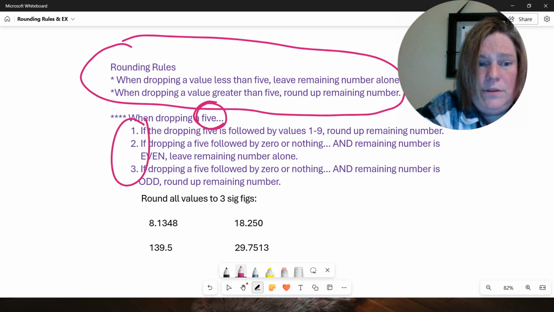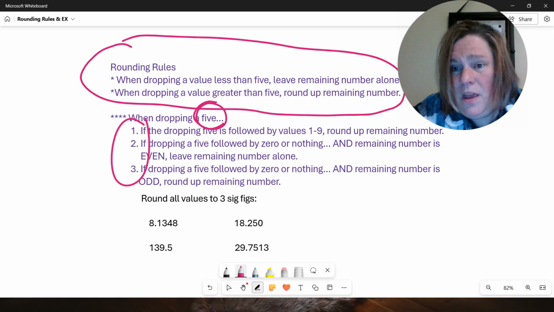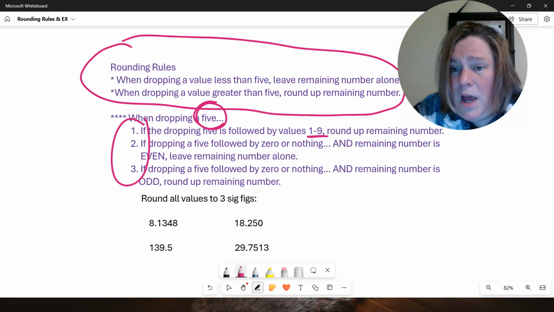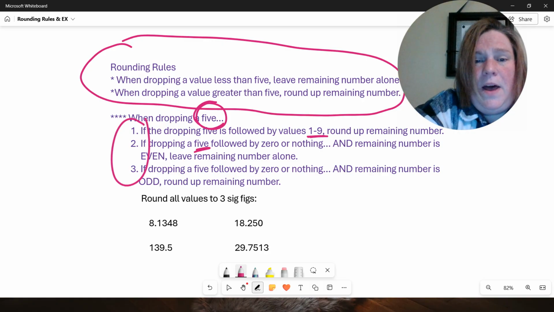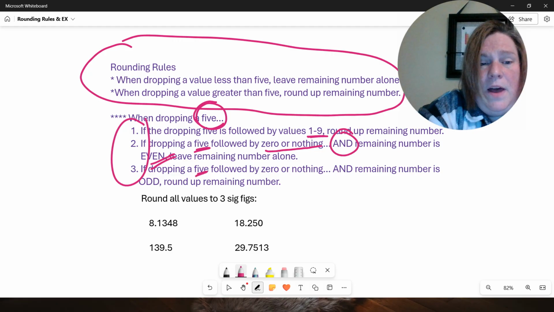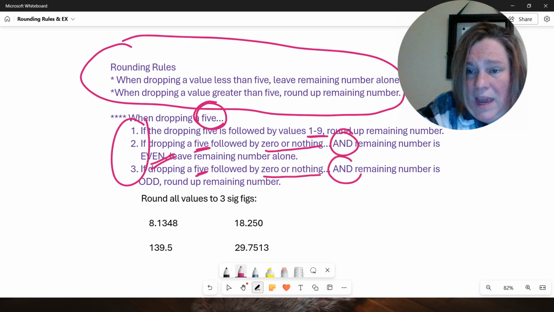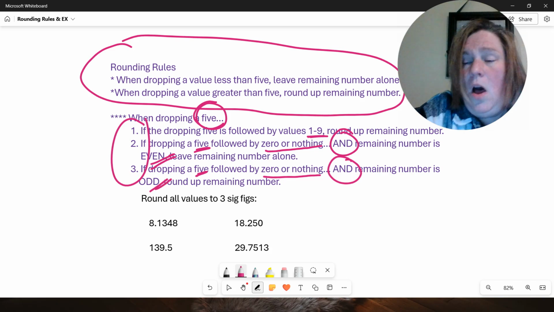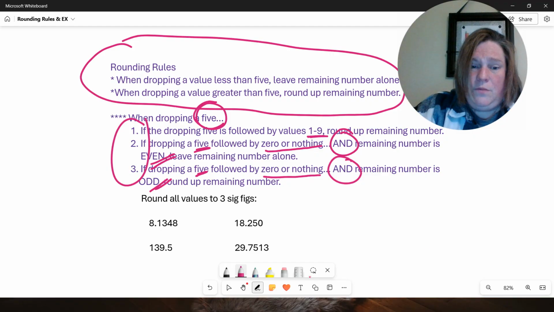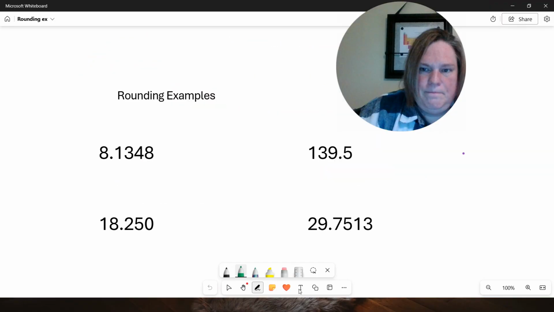There are 3 scenarios that could happen when you drop a 5 when rounding. If you drop a 5 that's followed by the number 1 through 9, then it's just like math class, you round the remaining number. But if you drop a 5 followed by 0 or nothing, and the remaining number is even, we leave it alone. And if we drop a 5 followed by 0 or nothing, and the remaining number is odd, we round up the remaining number. So let's look at some examples of rounding significant figures.